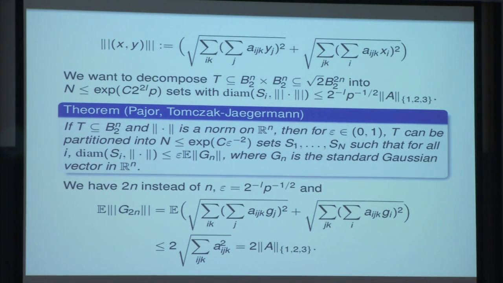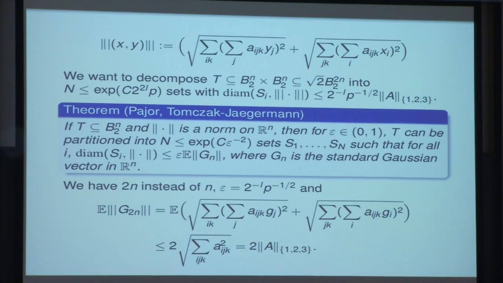So in the Sudakov minoration, you have some indexing set T, and you cover it with the Euclidean metric, with Euclidean balls. Here in this dual Sudakov minoration, you have the Euclidean ball, and you partition it in terms of some norm. And what appears is the expectation of this norm applied to a standard Gaussian vector. So in this sense, it is a dual thing.